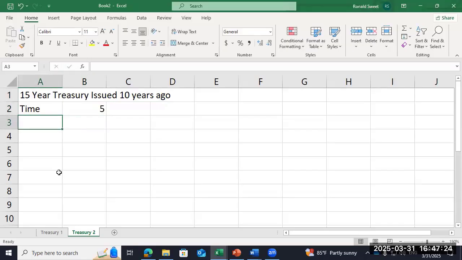Now, on the exam it's going to be 2 years. It might be a 10-year bond issued 8 years ago, or a 20-year bond issued 18 years ago, or something. It's going to be 2. You just put in a calculation. All right, let's look at the coupons.